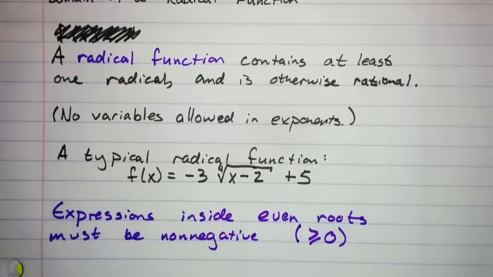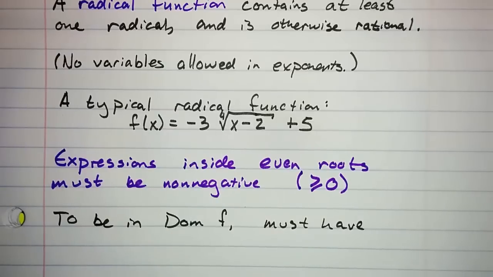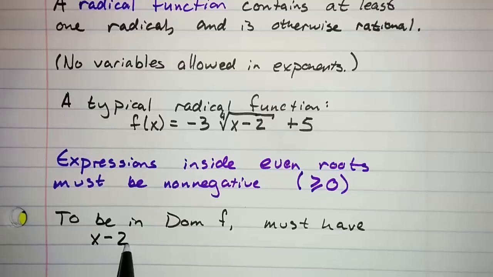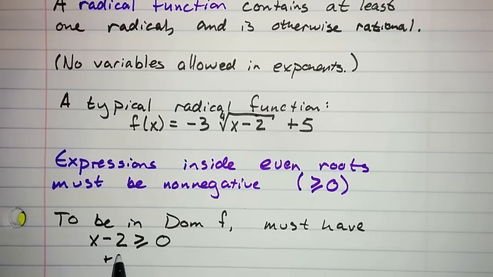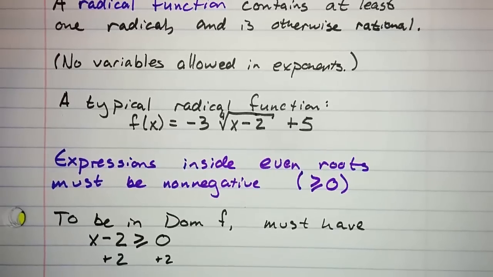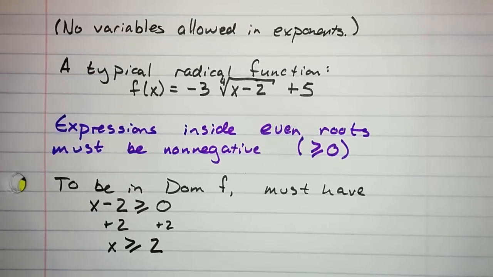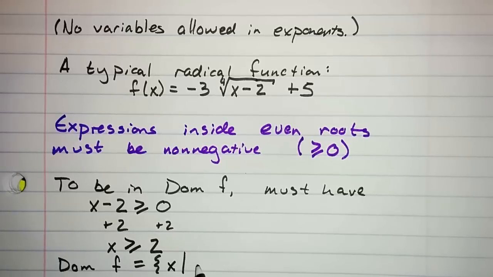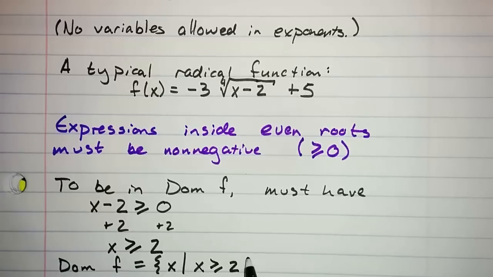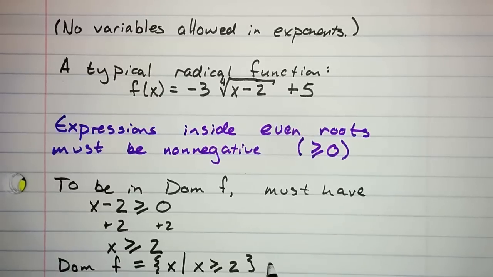So in our example function here, since 4 is even, we must have x minus 2 greater than or equal to 0. But we can do better than that. We can add 2 to both sides and get x is greater than or equal to 2. So the domain of f in set builder notation is the set of all x such that x is greater than or equal to 2. Or we could write that in interval notation as 2 up to infinity.